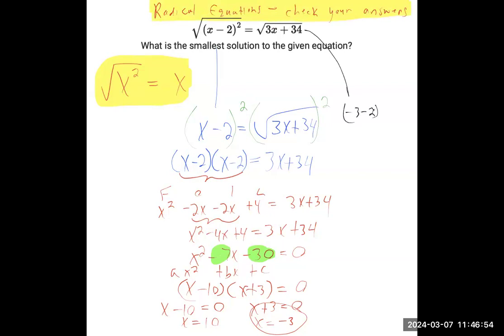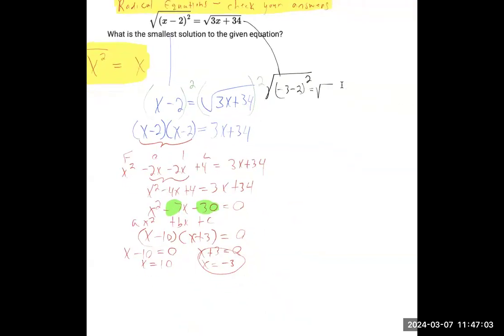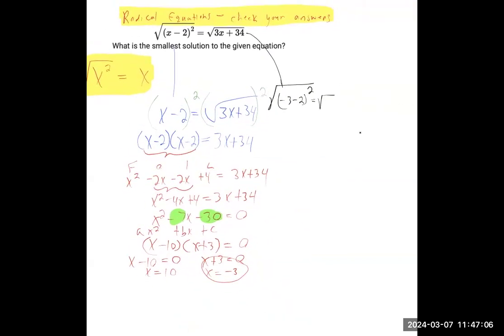Negative 3 minus 2 squared, and square root of all that, and square root of 3 times negative 3 plus 34. So negative 9 plus 34, which is 25. So square root of 25. And on this side, we have square root of 25. So you have square root of 25 equals square root of 25. And that is true. So it actually does work. And the answer here is, in fact, negative 3.